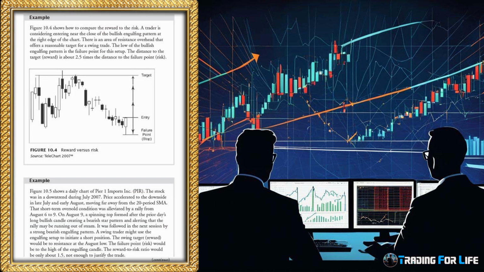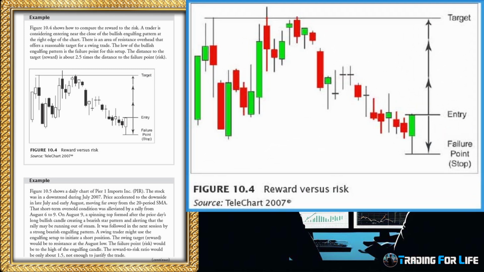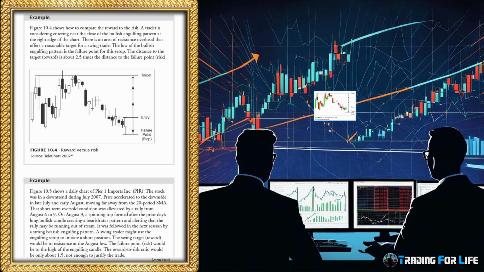Example. Figure 10.4 shows how to compare the reward to the risk. A trader is considering entering near the close of the bullish engulfing pattern at the right edge of the chart. There is an area of resistance overhead that offers a reasonable target for a swing trade. The low of the bullish engulfing pattern is the failure point for this setup. The distance to the target, reward, is about 2.5 times the distance to the failure point, risk.